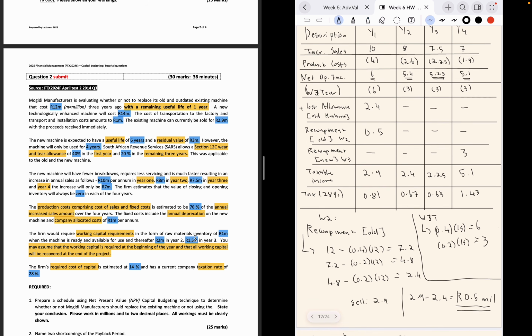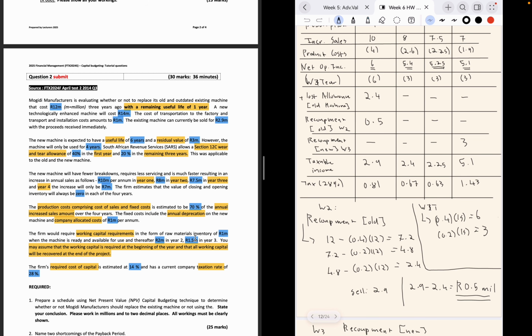So why does that add to our taxable income? So the idea here is you discount it using wear and tear allowance. So 12 minus 0.4 times 12 is 7.2. 7.2 minus 0.2 times 12 is 4.8, because in the question they tell us that the old machine cost 12 million. So you discount it for each year. So year 1, year 2, year 3, and we're selling it in, I believe, year 3. Oh, we're selling it now, sorry. So when we sell it for 2.9 million.